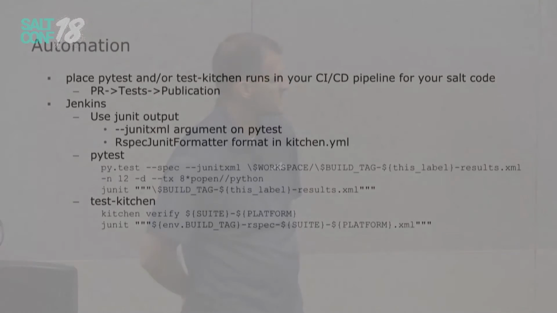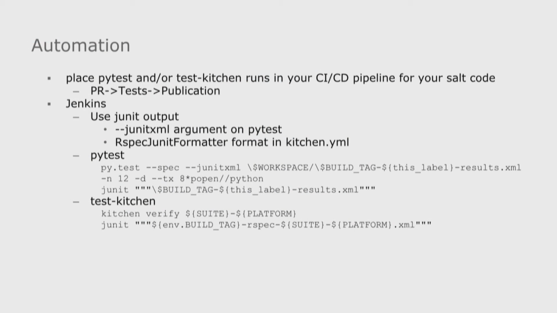And then again, JUnit consumes the JUnit file that kitchen would output to, and that would be controlled with pytest. The JUnit output is the JUnit XML argument. With kitchen, it would be in your kitchen YML file, telling it to output to the RSpec JUnit formatter, so you get a JUnit file.